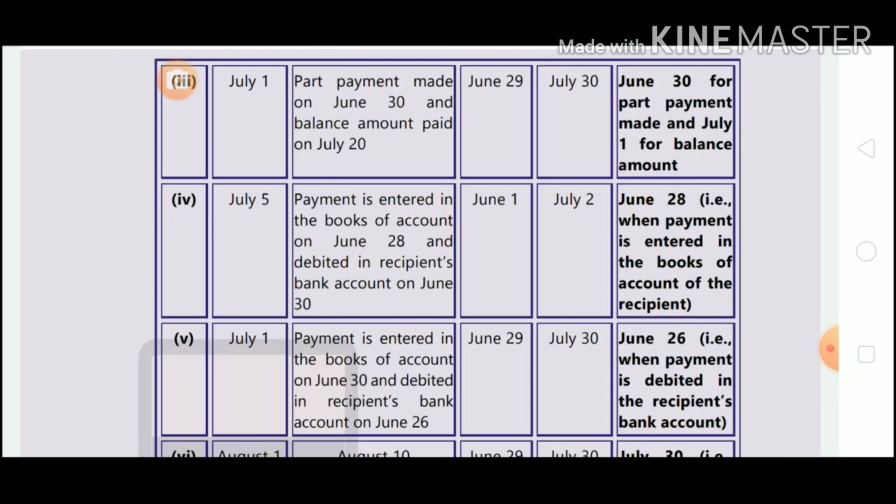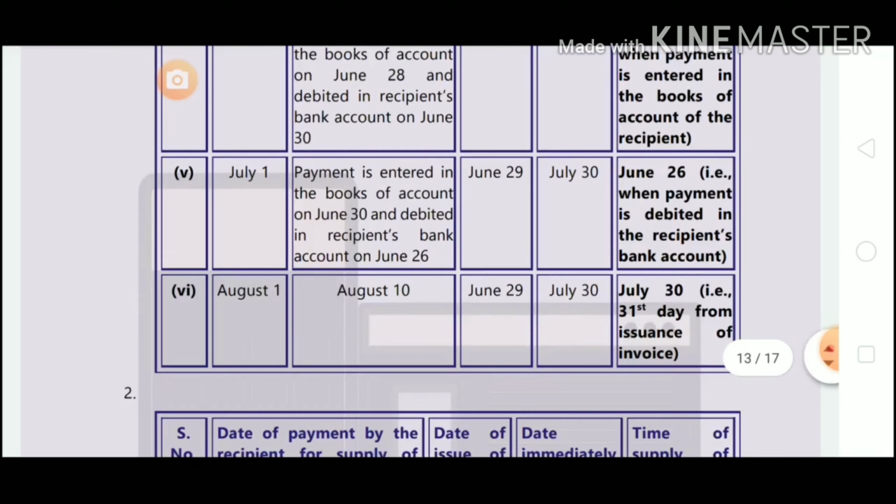Fifth one, the date of receipt of goods is July 1. Now in case of payment, they have given payment is entered in the books of account on June 30 and debited in recipient's bank account on June 26. Again we have to take the earlier one as payment date, means June 26. Now date of invoice they have given June 29, so 31st day from date of invoice is July 30. Now for TOS we'll take the earlier of July 1, June 26 and July 30. So earlier one is June 26, that is when payment is debited in the recipient's bank account.